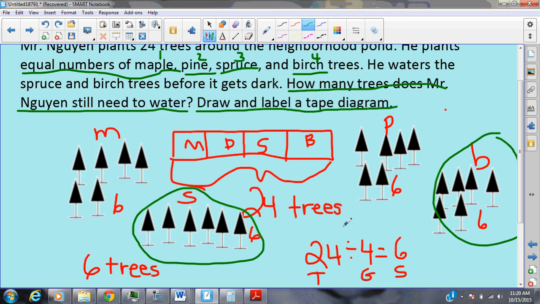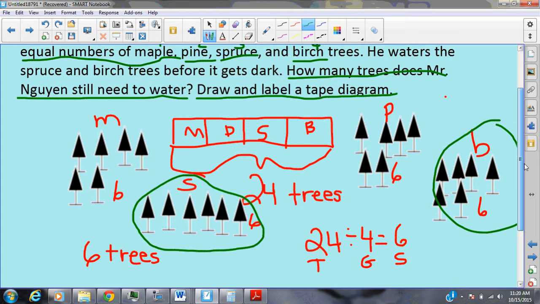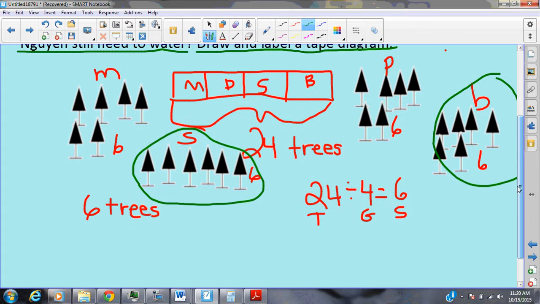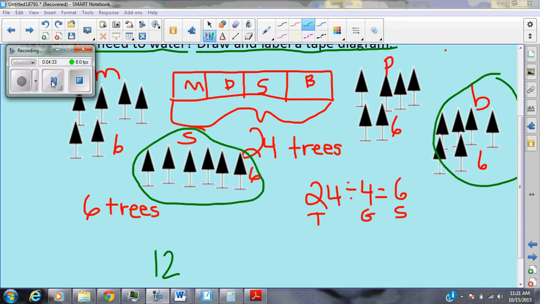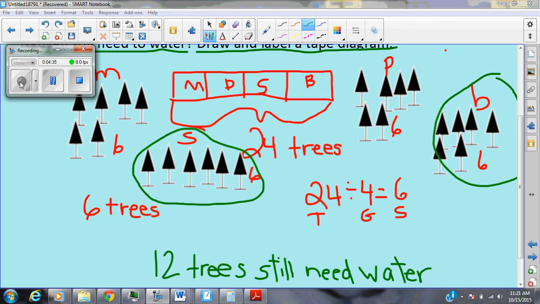So if I count 6 plus 6, I know that he has watered 12 trees already. And it asks, how many trees does he still need to water? Well, it's the ones I haven't circled. So 1, 2, 3, 4, 5, 6 plus 6, he still needs to water 12 trees. So that's what I'm going to write here. 12 trees still need water. And so here's your answer all put together.